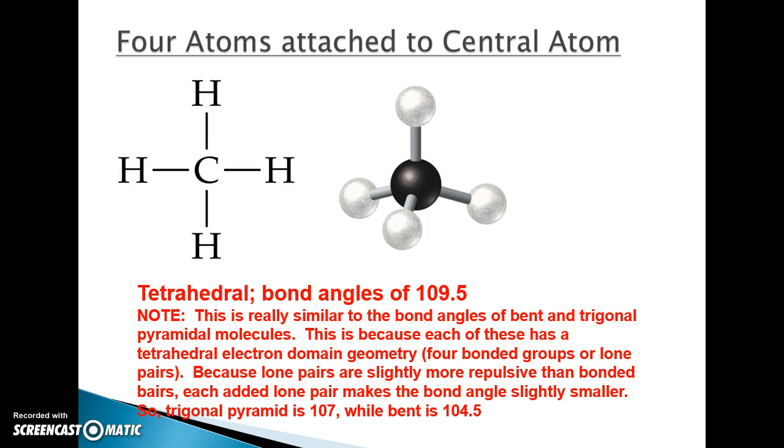Because those lone pairs are slightly more repulsive than bonded pairs, every added lone pair will make the bond angle slightly smaller. So in the tetrahedral, when there's no lone pairs, it's 109.5. In the trigonal pyramid, when there's 1 lone pair, it goes down to 107, and then when there's 2 in the bent molecule, it goes to 104.5.